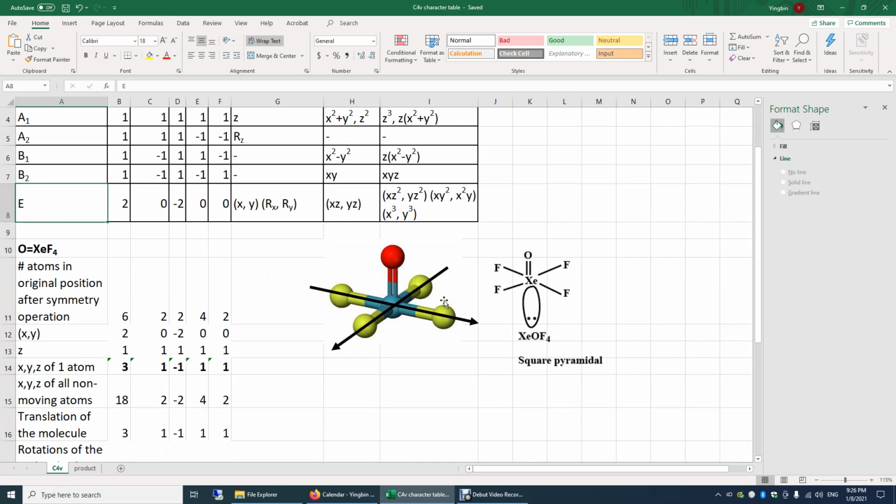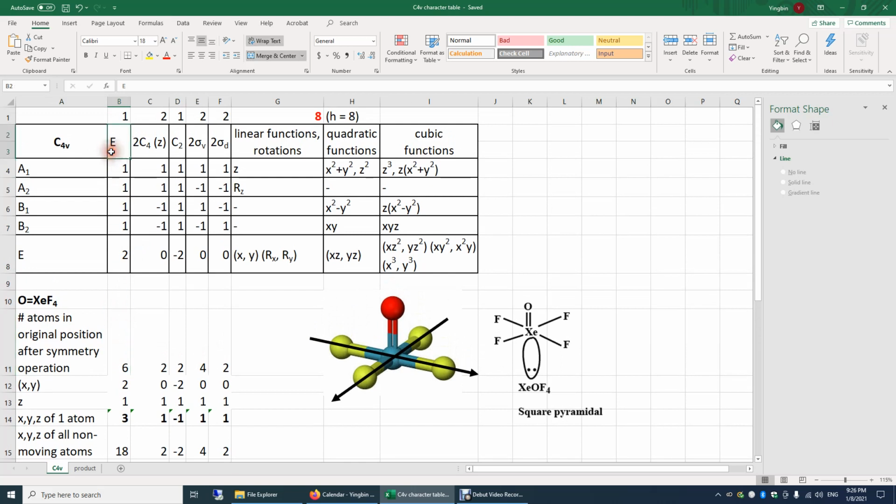First, let's do the simplest, the identity symmetry operation. That means doing nothing. If you do nothing to this molecule, all 6 atoms remain in their original positions. That's why we put a 6 here under this E symmetry element. This E symmetry element means the identity. It means doing nothing, so we have 6 atoms remaining in their original positions.